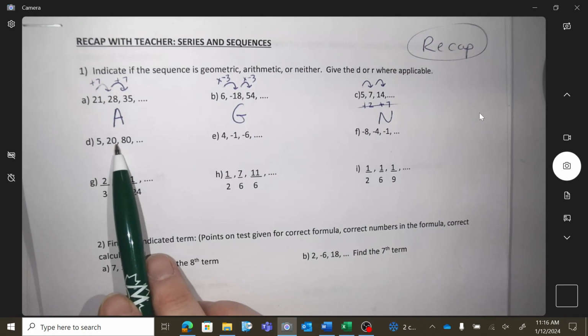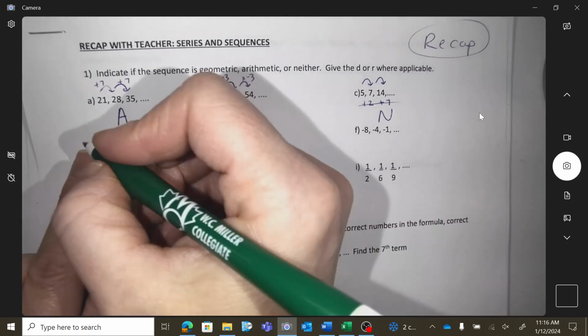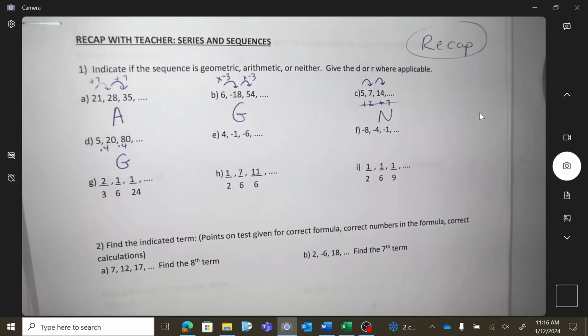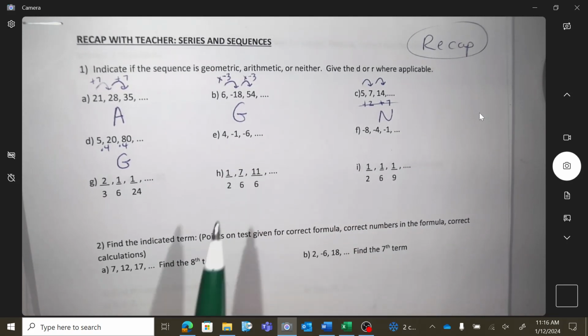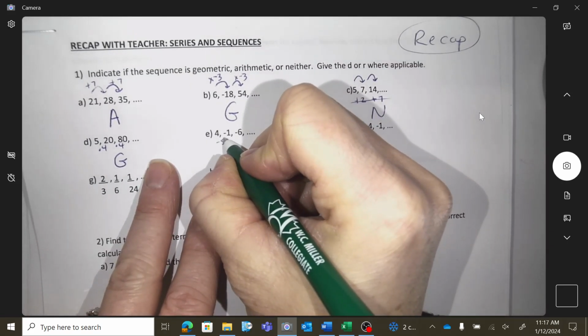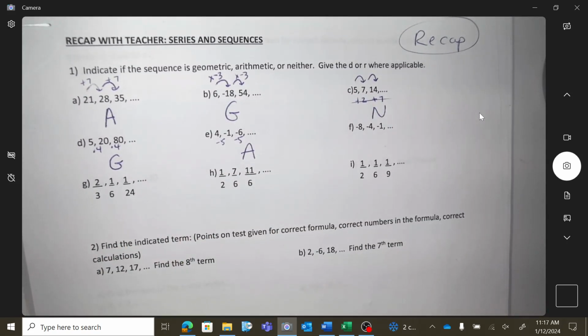D. Are you doing something that's the same? Timesing 4? Yep, so geometric then it would work. Is there something the same going on here? Do you have a pattern to it? Subtract 5, I heard. Subtract 5, yep. That checks out.